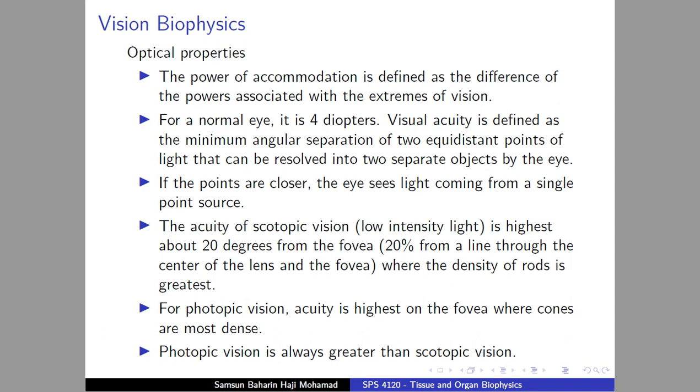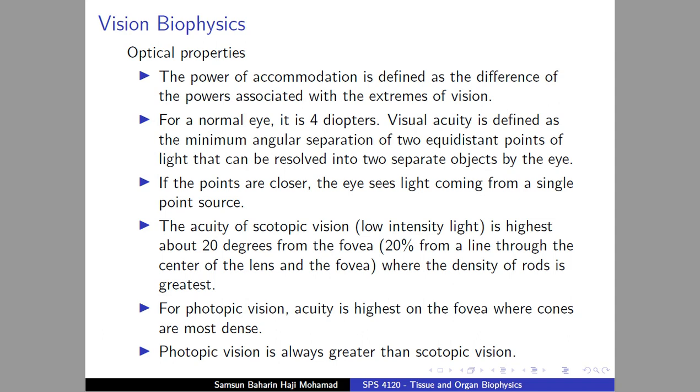Visual acuity is defined as the minimum angular separation of two equidistant points of light that can be resolved into two separate objects by the eye. If the points are closer, the eye sees light coming from a single point source, so you cannot differentiate where the light is coming from.